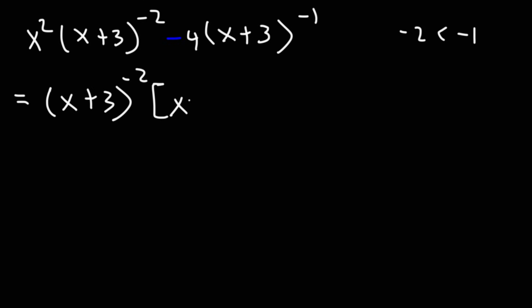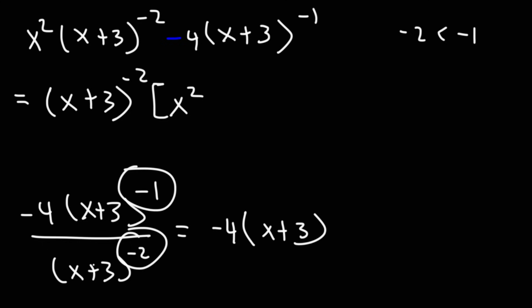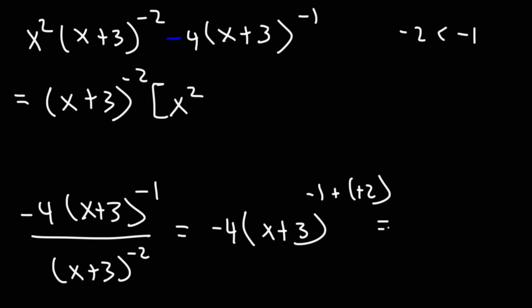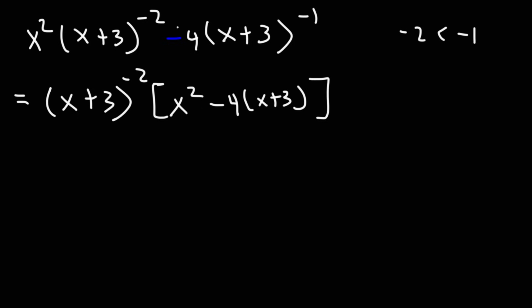x squared. Now what about this one? If we factor out x plus 3 raised to -2 from this, what do we get? To find it, divide this by the GCF. So let's work that out. First, we're going to get a -4, and then we subtract the top exponent by the bottom exponent. So it's -1 minus -2, which is -1 plus 2, which is +1. So we simply get -4 times x plus 3. That's why it's good to take out the smaller of the two factors. It works out nicely when you do it that way.